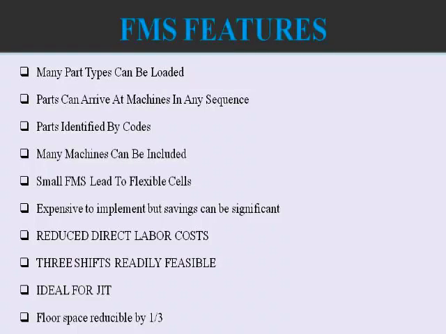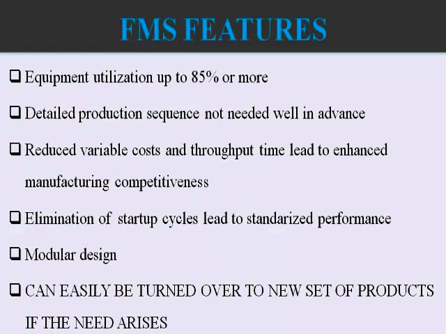We already discussed that. It is expensive to implement, but savings can be significant because of the initial investment. Because of automated material transfer and all CNC machines or automated workstations, FMS installation cost is very high. However, the return on investment is very high. You can get back the investment maybe within 5 to 10 years. Expensive to implement, but savings can be significant: reduced direct labor costs, 3 shifts continuously feasible, and it is ideal for a just-in-time system. You can also utilize the floor space efficiently.